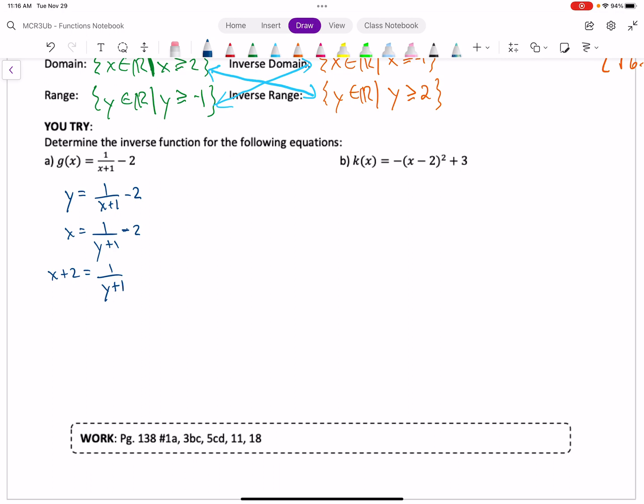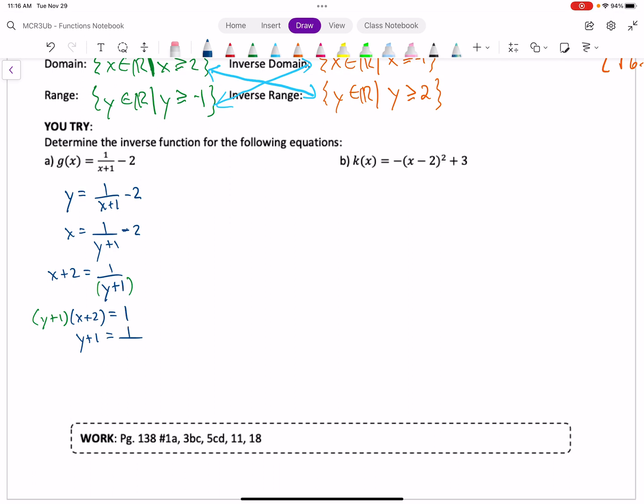So at this stage, this is where it is a bit tricky, and I'm going to show you two different ways to do this. Ultimately, I need to get the y out of the denominator. So I'm going to multiply the y plus 1 to the other side. So I've got y plus 1 and x plus 2, and that's equal to 1. The problem with that is that I now have this x plus 2 times the y plus 1. So what I need to do is divide everything by that.